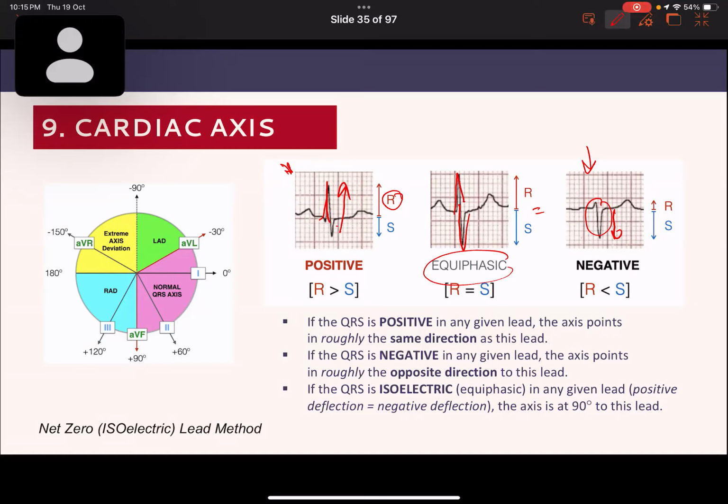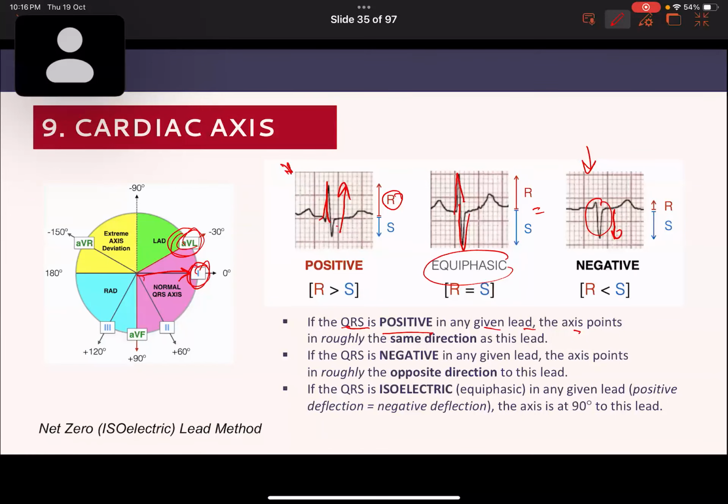Look at this. If the QRS complex is positive in any given lead, the axis points in roughly the same direction as the lead. For example, if you look at the QRS complex in lead 1 and it's positive, as in it's facing upward mainly, then the cardiac axis is going to be more towards lead 1, which is here. So it's going to be facing towards this side. And this is another thing that you should add to the drawing when you practice on it. The leads are very important and it's going to help you answer the questions on the exam day.